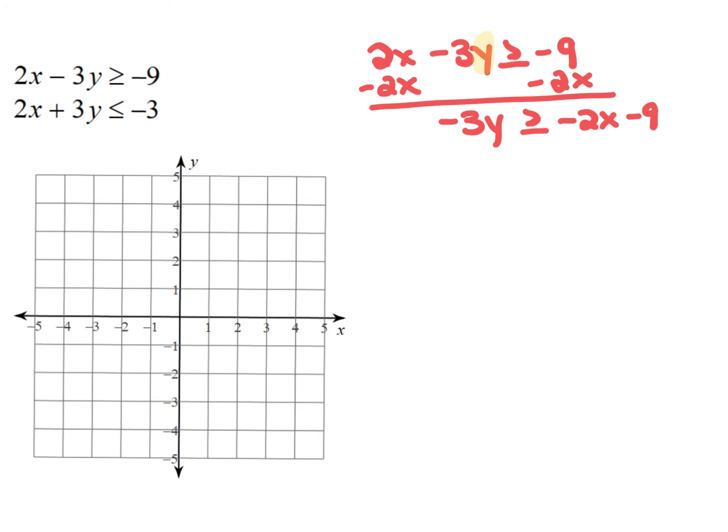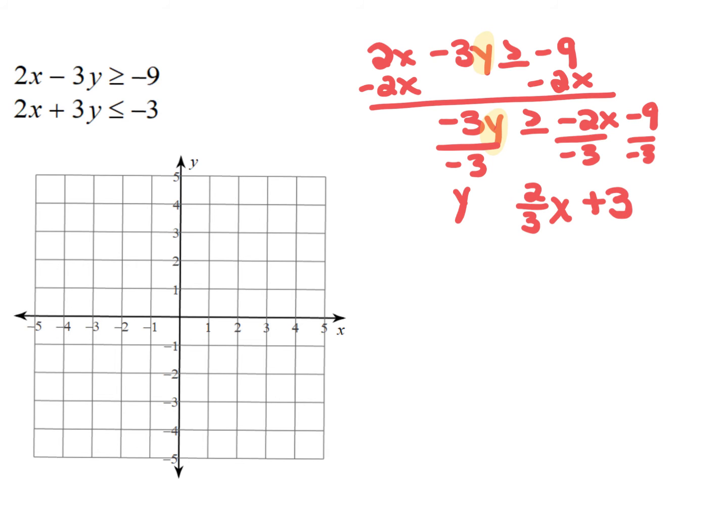Now to finish getting this y by itself, I have to get rid of the negative 3 in front, which means I'm going to divide. So I would divide by negative 3, and negative 3. So this is going to become y. The negative 2 divided by negative 3 becomes positive 2/3 x. And negative 9 divided by negative 3 becomes plus 3.